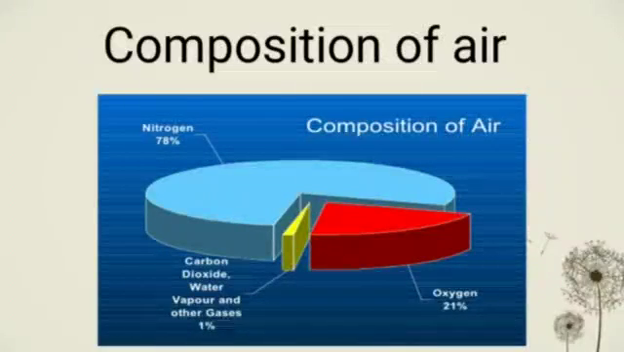So total 78 plus 21 is 99, plus 1% is 100, the total composition is 100%. From the total 100% air, 78% is nitrogen, 21% is oxygen, and 1% is carbon dioxide, water vapor, dust particles, smoke and other gases.